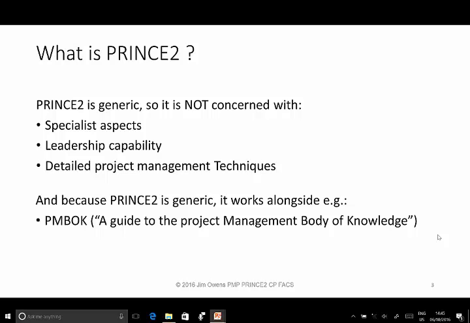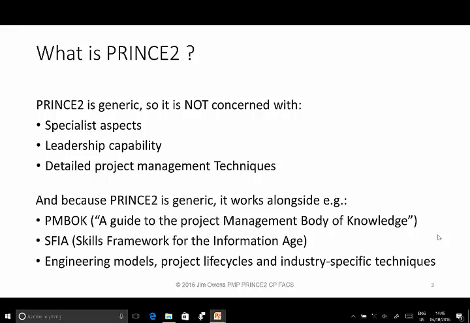PRINCE2 is a project management method, but it is not concerned with detailed project management techniques. On the other hand, PMBOK is concerned with detailed project management techniques, but it is not a project management method. So you can see how the two can work well together. PRINCE2 also works with SFIA, which is a skills framework for the information age. This is a framework for managing skills within the information technology industry. It too originated in the UK government and is now in use worldwide. PRINCE2 also works well with engineering models, project life cycles, and industry-specific techniques.